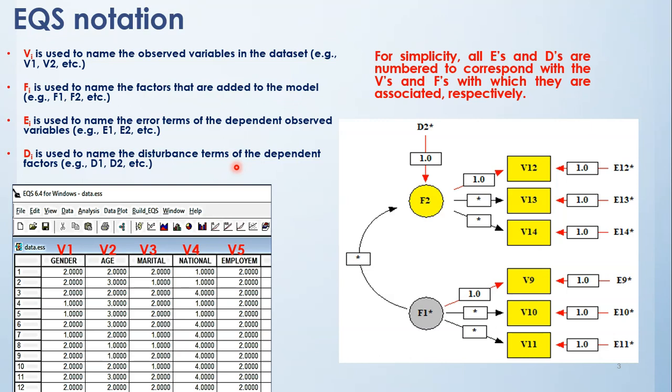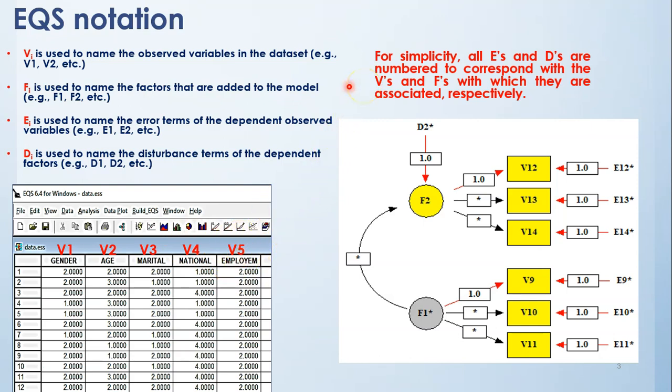Also note that variables are named based on their position in the data set. So in this particular example, gender will be V1, age will be V2, marital status will be V3, nationality will be V4, and employment type will be V5.